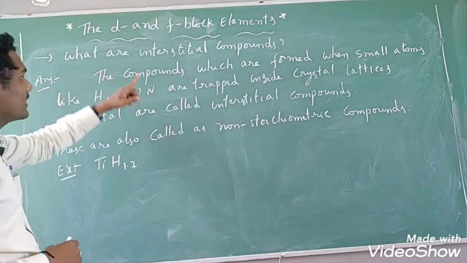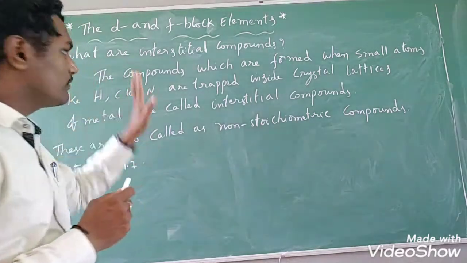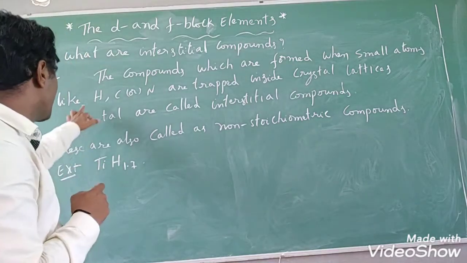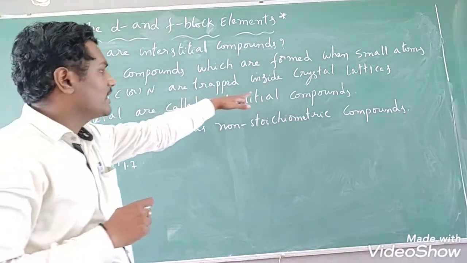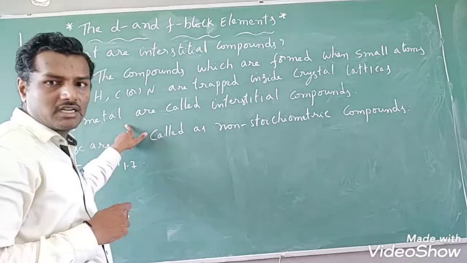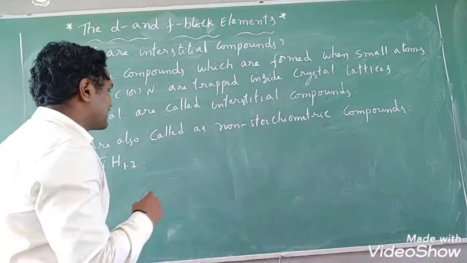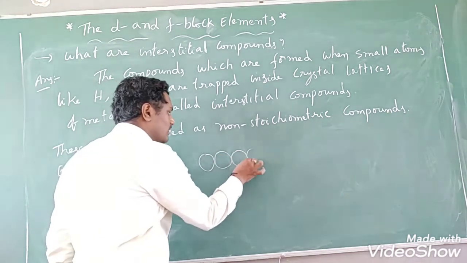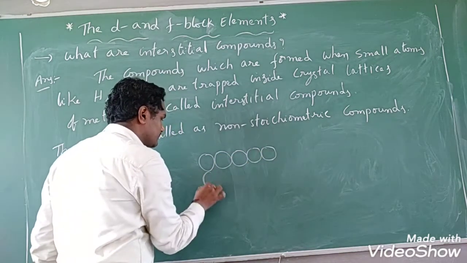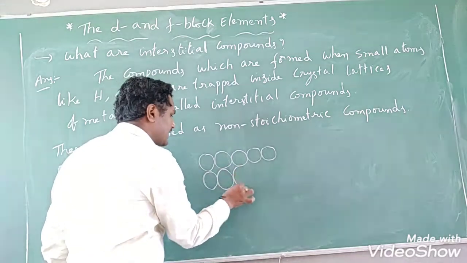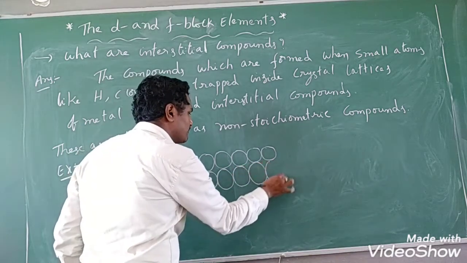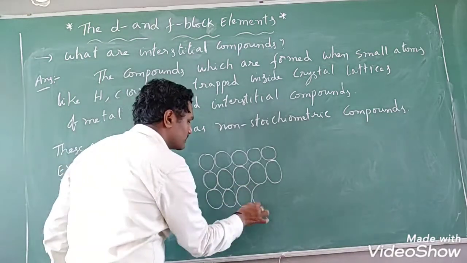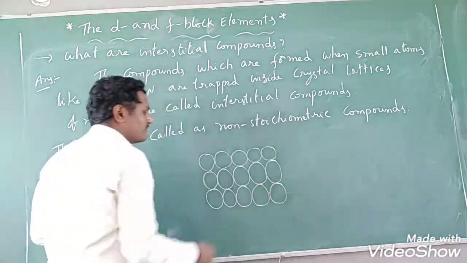Let us see, students, what are interstitial compounds? Very, very important question for 2 marks. Interstitial compounds are the compounds which are formed when small atoms like hydrogen, carbon or nitrogen are trapped inside crystal lattices of metal, right? So what is that meaning? Take a metallic crystal. In metallic crystals, the metal atoms are tightly packed like this, right? During that arrangement, we can identify some voids, means some gaps present between the metal atoms.